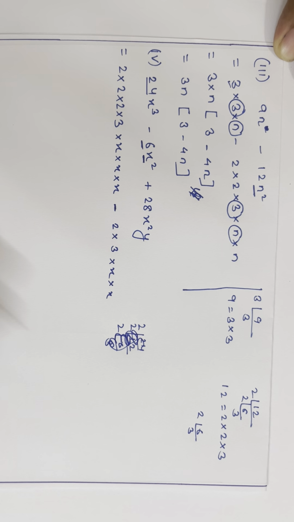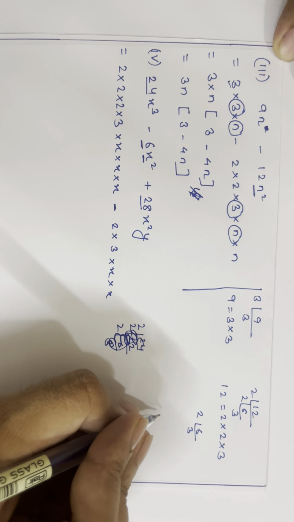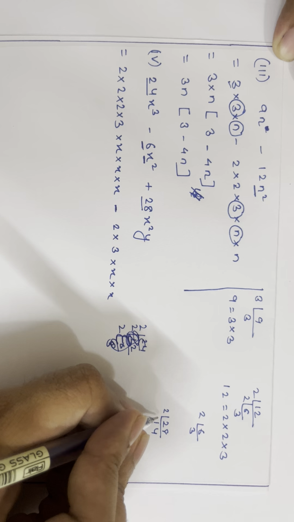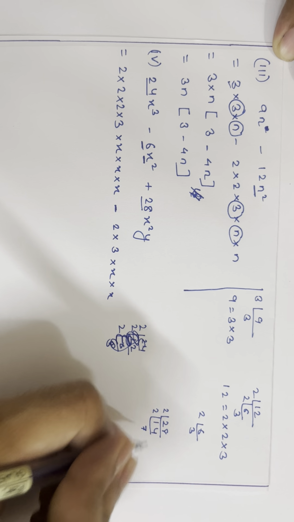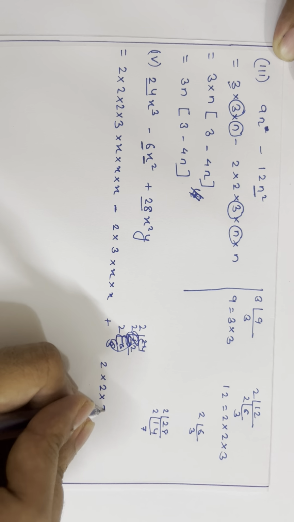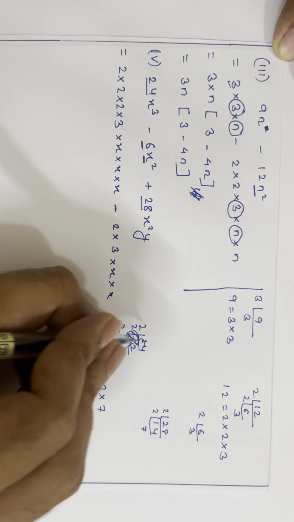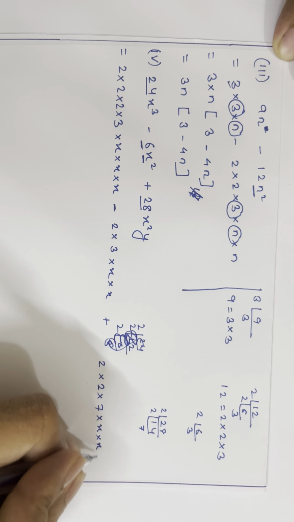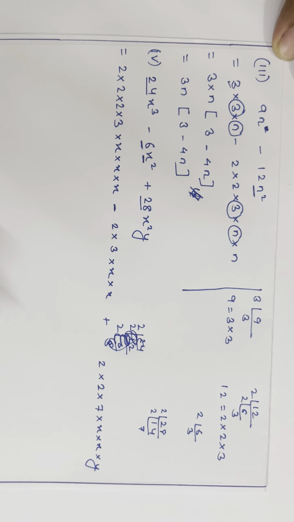Now let's do the third one. Third one is what? 28x square. 28 you will write as 2 14s are 28, 2 7s are 14. So I will write 2 into 2 into 7. X squared y means I have 2x, x into x into y. Okay.